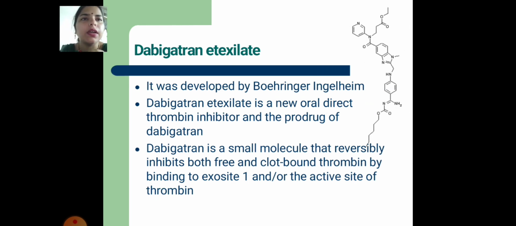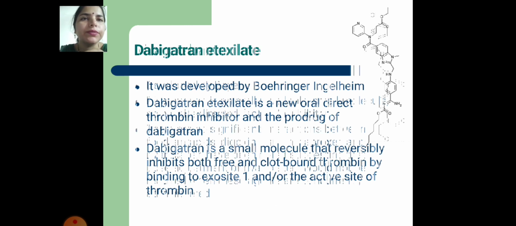Next is dabigatran etexilate. It was developed by Boehringer Ingelheim. It is a new oral direct thrombin inhibitor and the prodrug of dabigatran. Dabigatran is a small molecule that reversibly inhibits both free and clot-bound thrombin by binding to exosite 1 or the active site of thrombin.